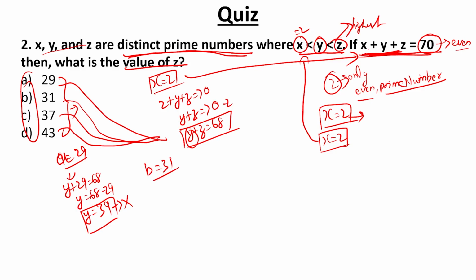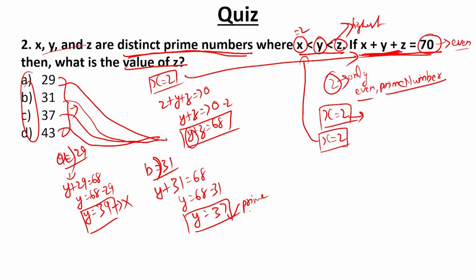Option B is 31. Option A is 29, and 29 is not the correct answer. Now we are going to test B. Y plus 31 is equal to 68. Y is equal to 68 minus 31. So y is equal to 37. Okay, I think it somewhat satisfies us because it is a prime number as well as an odd number. Okay, let's go with C.